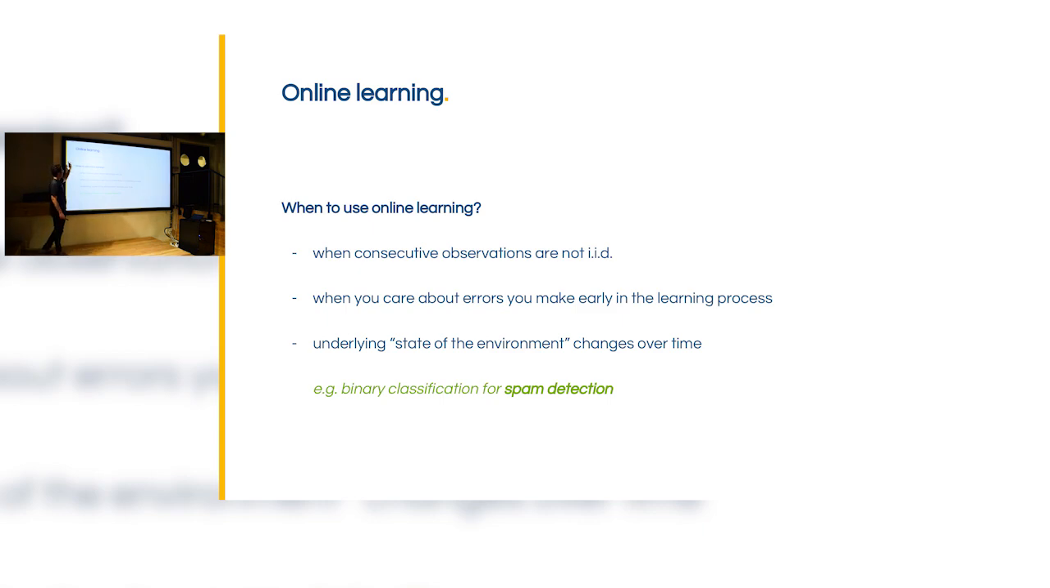So when do you use online learning? Typically you use online learning when the consecutive observations that you receive are not IID. And also when you do care about errors that you make early on in the learning process. So the thing that you're not interested in is how well my eventual model does, but I really want to learn as quickly as possible. The errors that I make early on, I want to really reduce those too. And so that's really in this notion of regret.